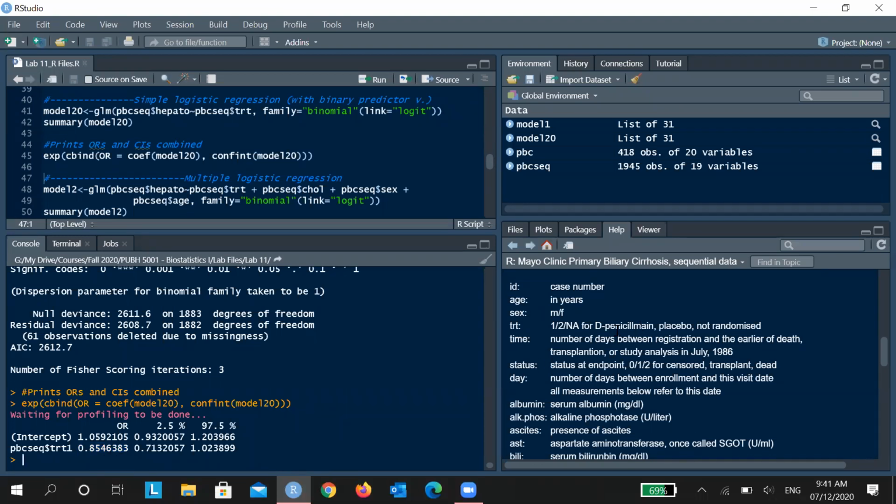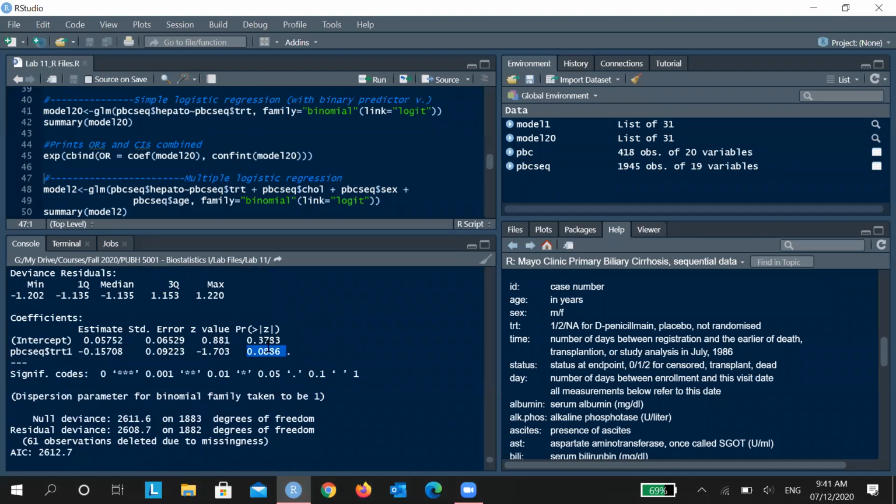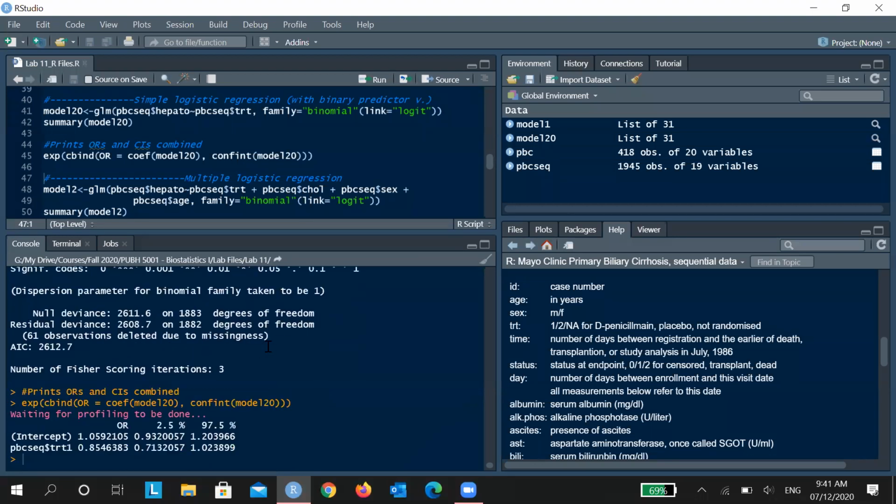The participants who were randomized to penicillamine, the odds of developing hepatomegaly reduced by around 0.146 or something percent as compared to the participants who were randomized in the placebo group, with a 95% confidence interval of 0.72 to 1.02 with a p-value of 0.0886. Make sense? So that's how we interpret that.